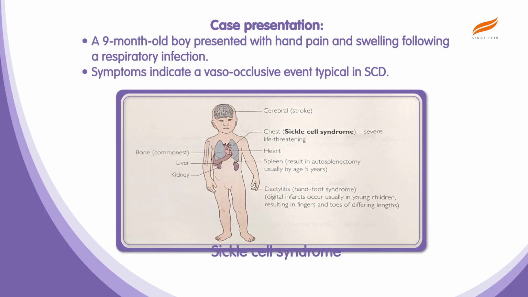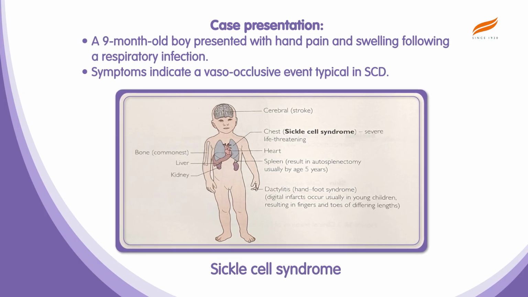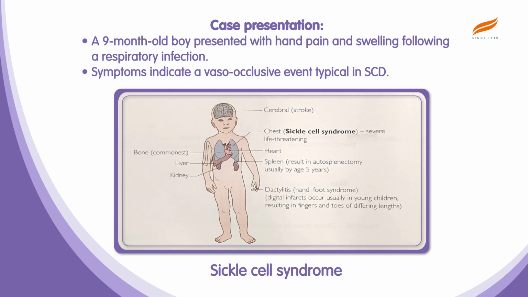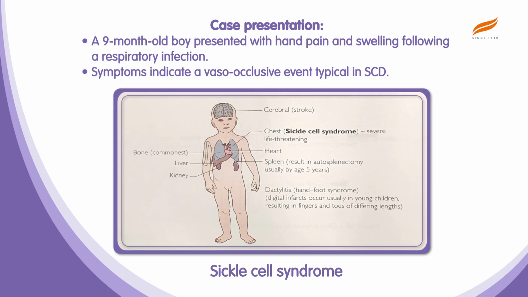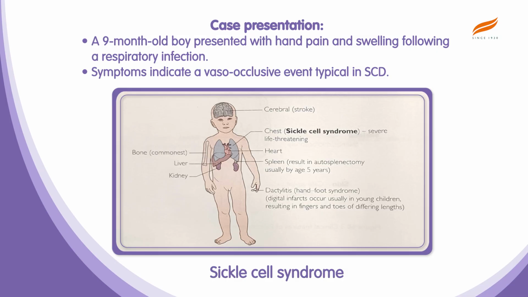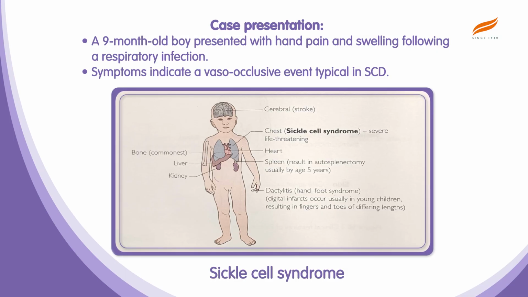A 9-month-old boy presented with acute pain in his finger accompanied by a recent history of an upper respiratory infection, with no prior medical issue or ongoing medication. His symptoms raise immediate concern for a sickle cell complication. Swelling and pain localized to his left hand pointed towards a vaso-occlusive event.